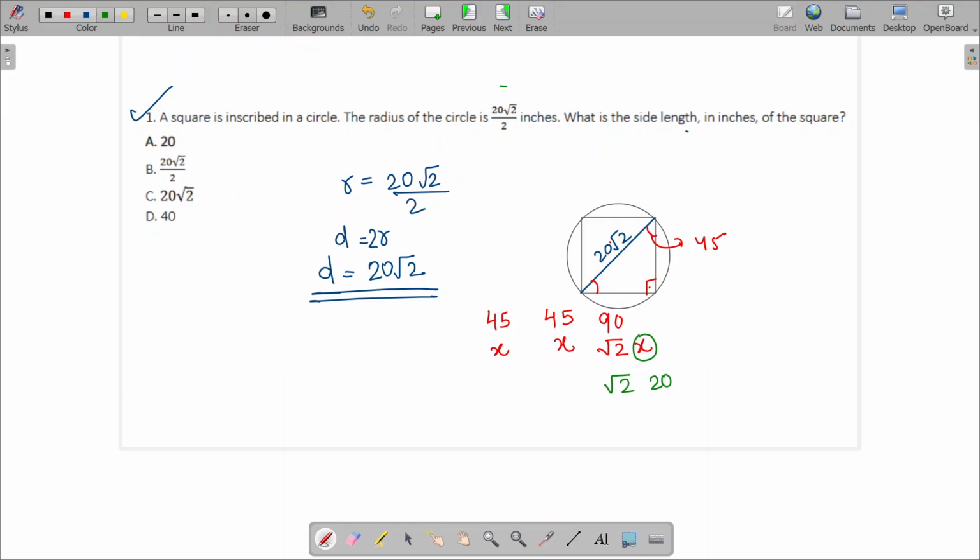So can I say instead of x I can write 20? That means the side opposite to 45 will be 20. So this is 20. This is 20. Can I say the side of the square is 20? Yes. You don't need to apply any Pythagoras theorem or anything like that. You can take help of 45, 45, 90 and directly get your answer. That is the best method to solve these kind of questions.